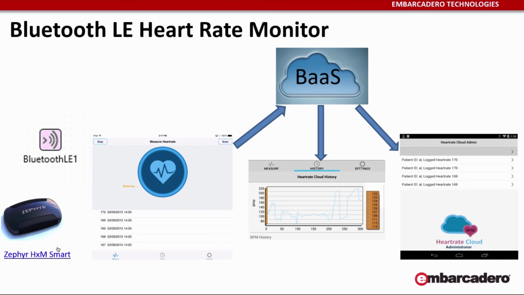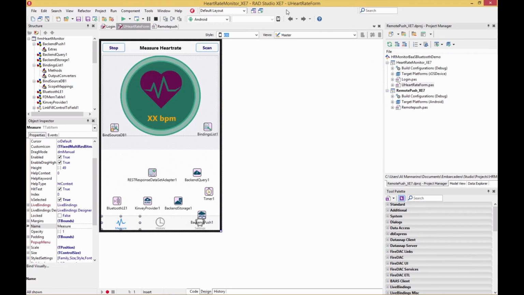So now let's take a look at the app inside of RAD Studio and see how we added Bluetooth LE with backend as a service for push notifications to these applications. So here is RAD Studio XE7 with the heart rate monitor and remote push notification apps. We have these apps in both Object Pascal and C++. Here we're going to be using the Object Pascal version.